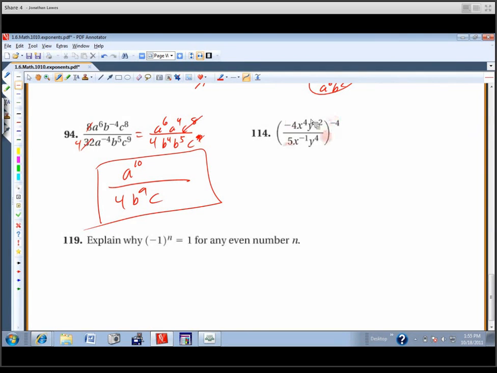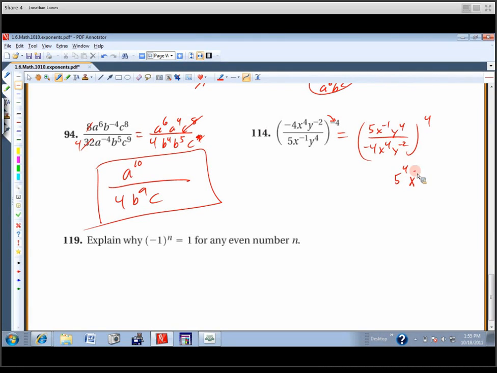All right. Okay, this is kind of an interesting problem. This exponent applies to that entire thing in parentheses. And what does that mean right there? What does the negative mean? It means reciprocal. So we're going to take this fraction and we're going to flip it over. So we're going to do 5x to the negative 1, y to the 4th, negative 4, x to the 4th, y to the negative 2, and that's raised to the 4th.